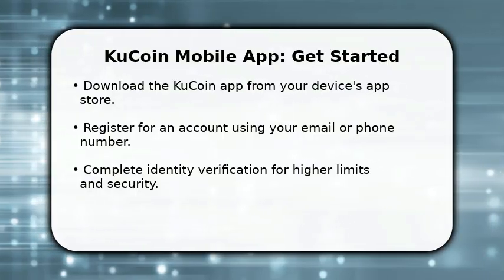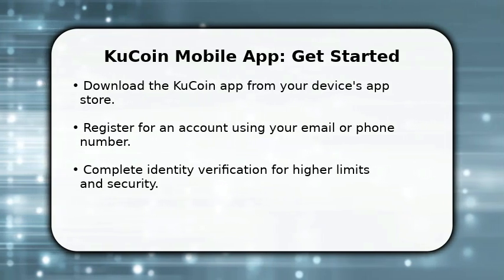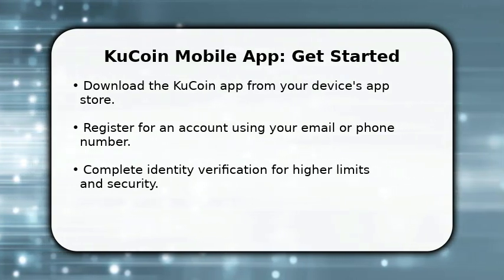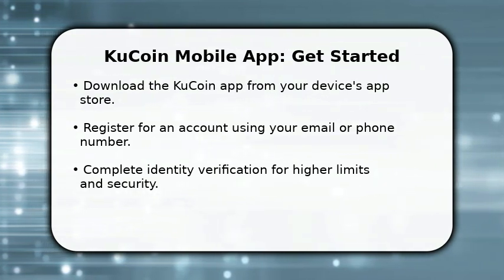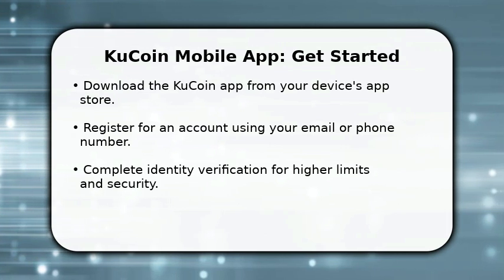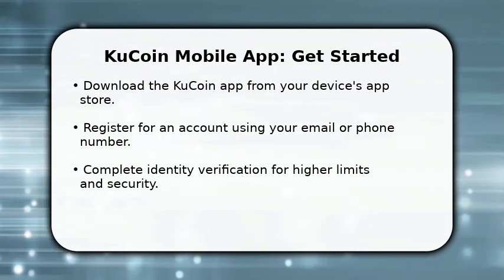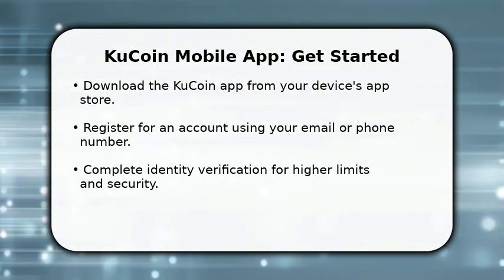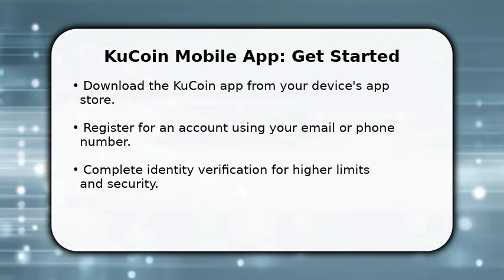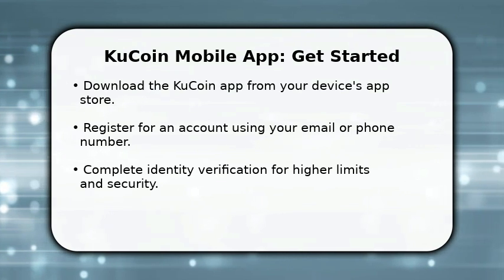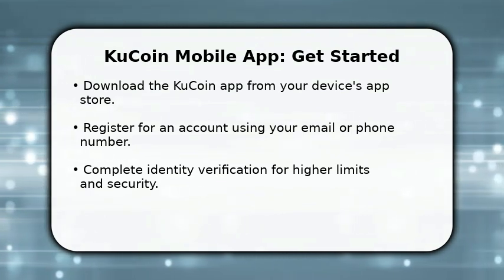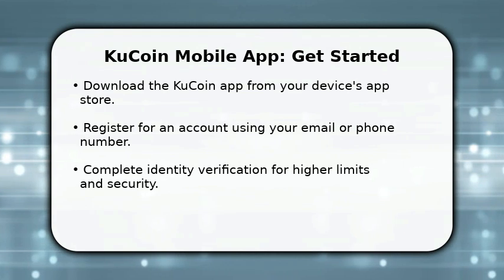In this video, I will show you how to buy crypto on the KuCoin mobile app. First, download the KuCoin app from your app store and register for an account using your email or phone number. It's a quick process. Then, complete your identity verification to unlock higher trading limits and enhance your account's security. This step is crucial for a smooth experience and ensures you can access all features.